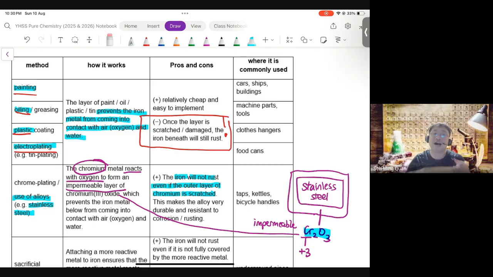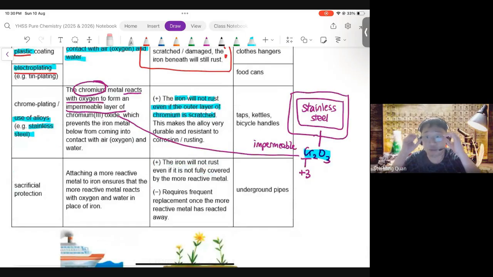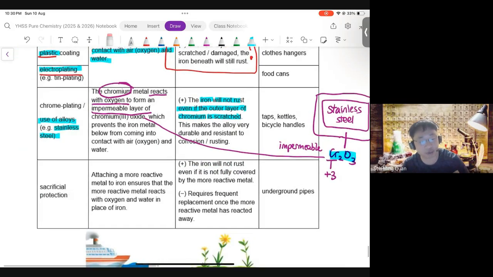Okay, so we have covered these methods: painting, oiling, plastic coating, and electroplating, as well as use of alloys. The last method, which is also very important, okay, so you need to know stainless steel very well. Stainless steel is very important, as well as sacrificial protection is the last method. Now, sacrificial protection means I sacrifice another metal to protect iron.